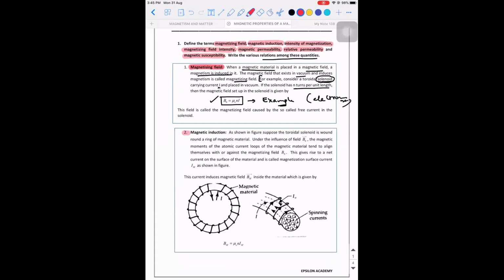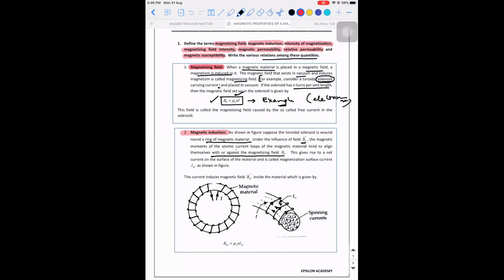So that's why the second topic is magnetic induction. What does this magnetic induction have to tell us? Let's read it out. As shown in the figure, suppose the toroidal solenoid is wound around a ring of a magnetic material. Under the influence of B naught, where is B naught? This one. Under the influence of B naught, the magnetic moments of the atomic current loops of the magnetic material tend to align themselves with or against the magnetizing field.